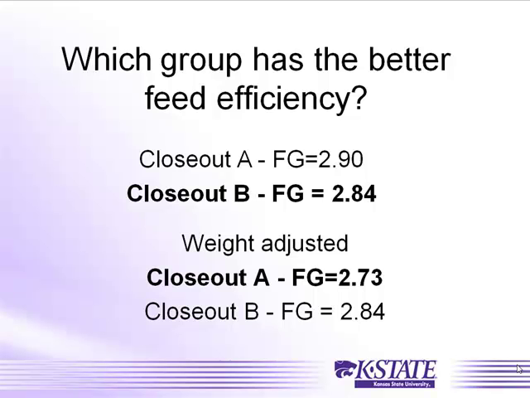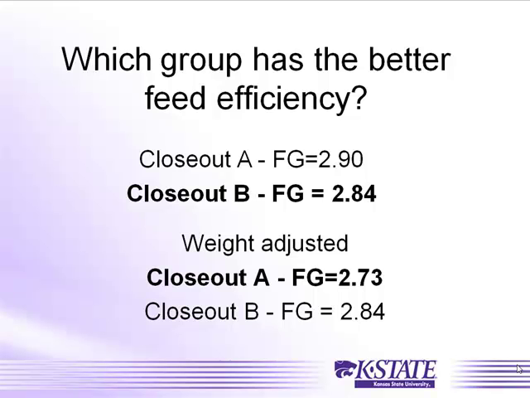Actually, we go in there and we adjust things, and these were closeouts that were fed the same diets, so they're the same caloric content, same nutritional program, and you can see when we adjust for weight, this 2.9 ends up being about a 2.84. When we adjust on a weight-adjusted basis, the 2.9 adjusts down to a 2.73 when we adjust it down to a 50 to 250, and our 2.84 stays there at a 2.84.